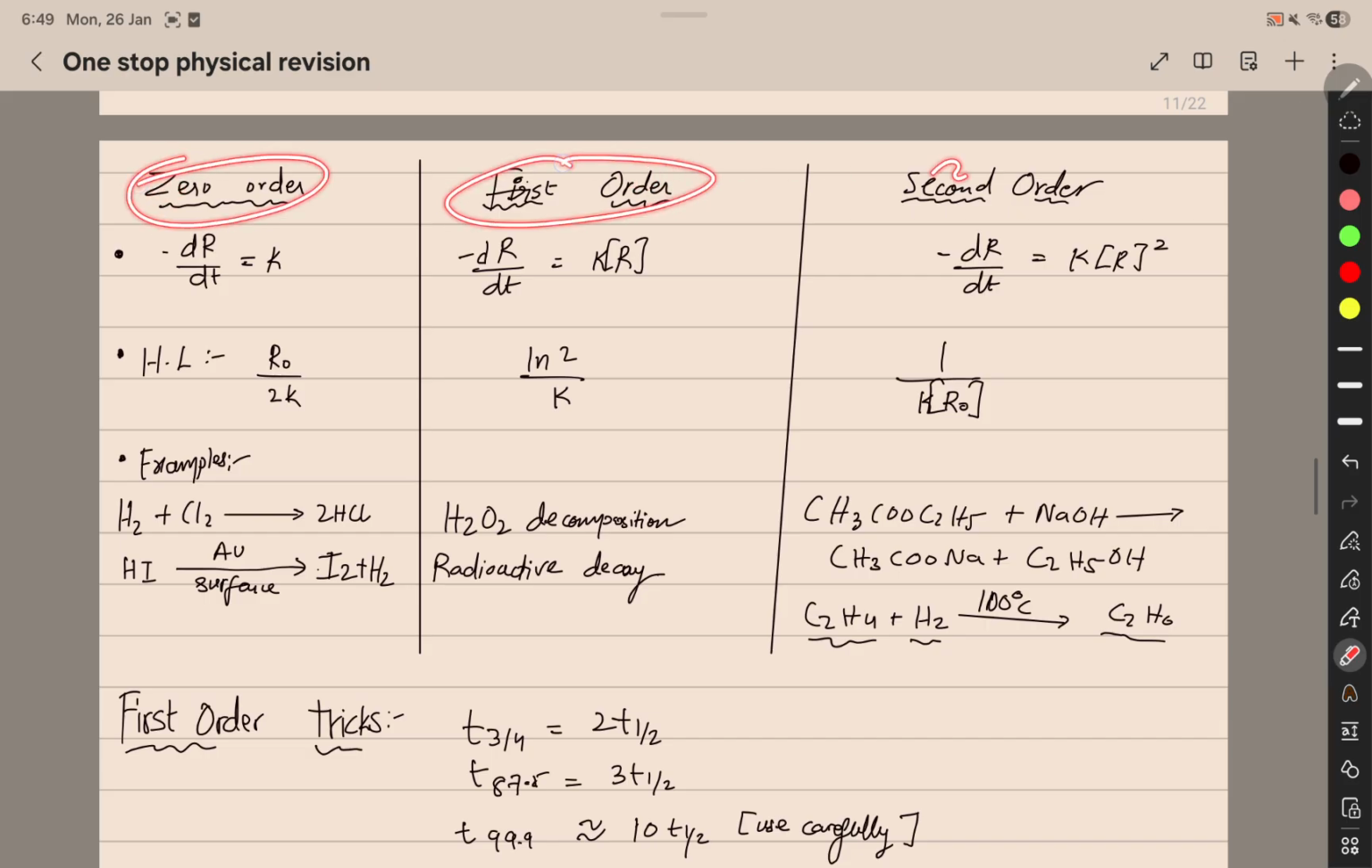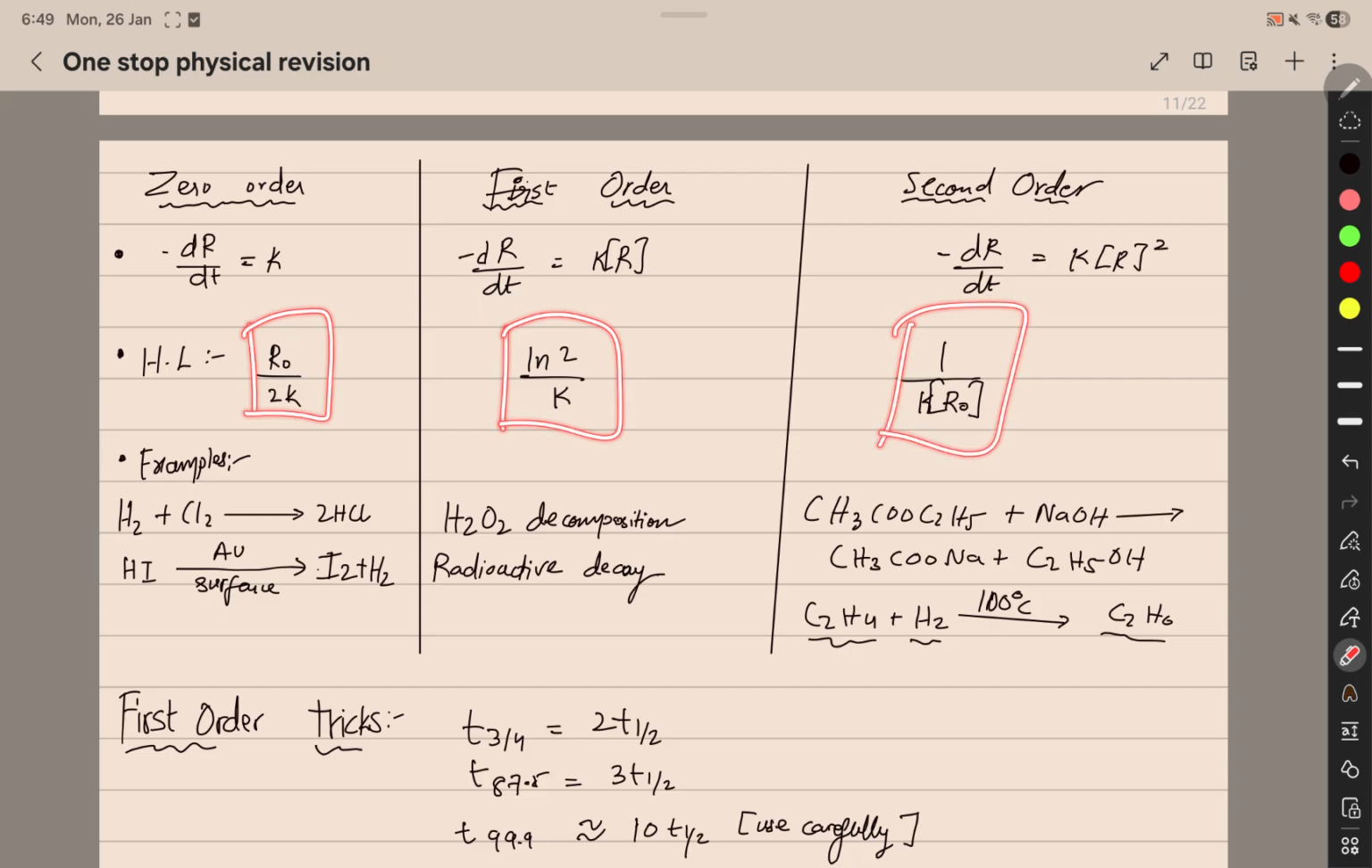Zero order, first order, second order. We know dR by dt, the differential rate law and the integrated rate law. I won't be writing that here because this is very basic. You should be knowing that much. So R naught by 2k, ln 2 by k, and 1 by k R naught is the half life.